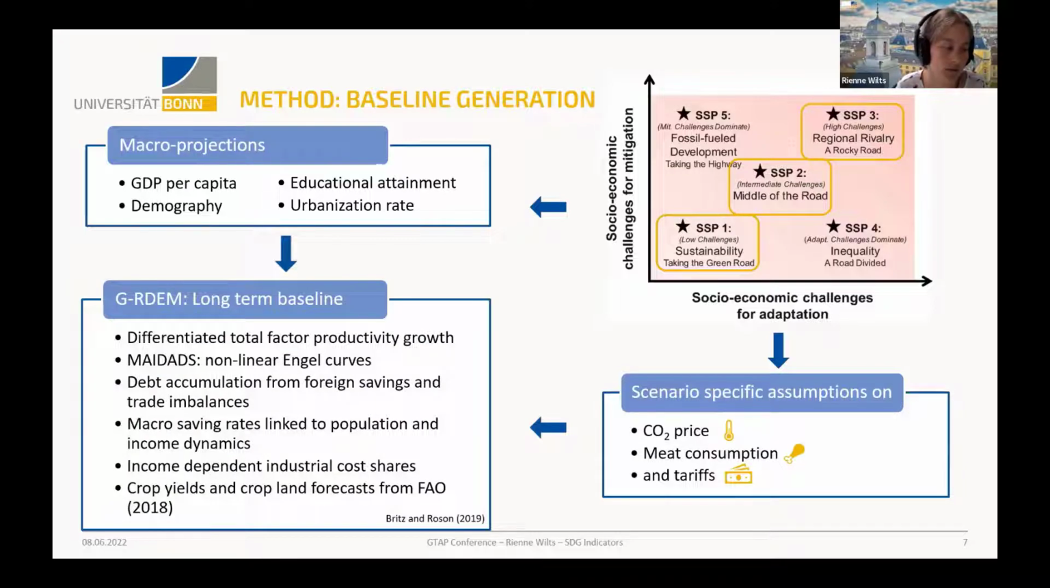We then use this information in GRDEM, which is the long-term baseline generation model, and the macro projections are used here as boundary conditions. So in order to meet the GDP per capita change over time, endogenously in the model, the total factor productivity growth adjusts differently for different sectors. And we depict demand by the MAIDADS demand system, which includes non-linear Engel curves. Other features are, for example, that it includes debt accumulation from foreign savings and trade imbalances, macro saving rates that are linked to population and income dynamics, and also industrial cost shares that change over time with income. And finally, we use crop yield and cropland forecasts from the FAO.